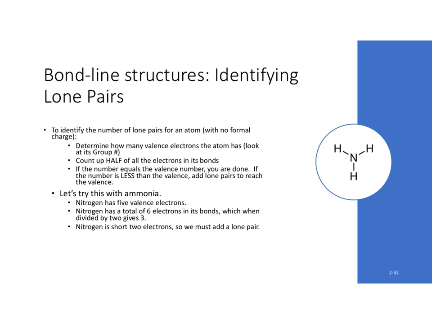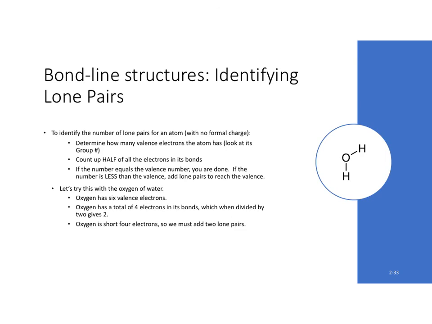So if we try this with ammonia, NH3, nitrogen has 5 valence electrons because it's in group 5. Here it has a total of 6 electrons in all of its bonds because it has 3 bonds and each bond has 2 electrons. We divide that by 2, which gives us the number 3. Therefore, it is short 2 electrons from its valence number 5, so we must add a lone pair to the nitrogen atom.